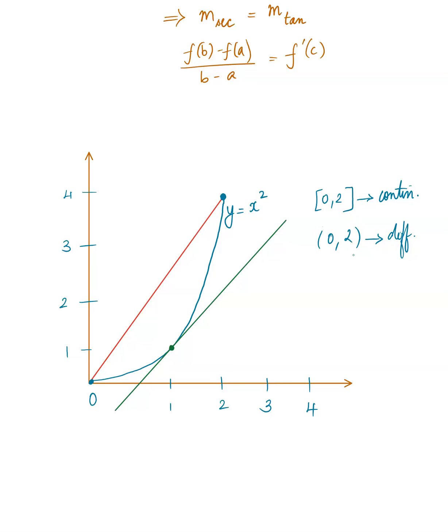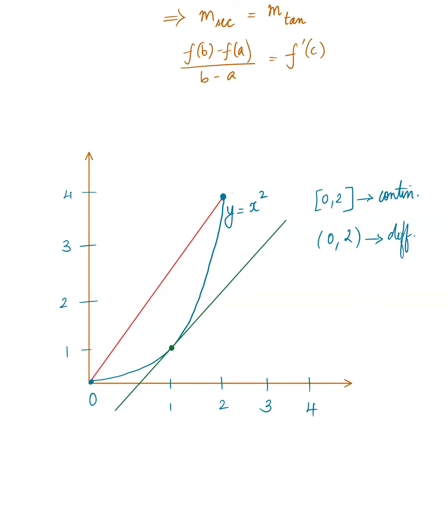Okay. All right. So what does MVT tell us? MVT says, if you took the slope of the secant line, then you can find a point in between 0 and 2 where we'll find at least one point where its slope will match the slope of this red line.